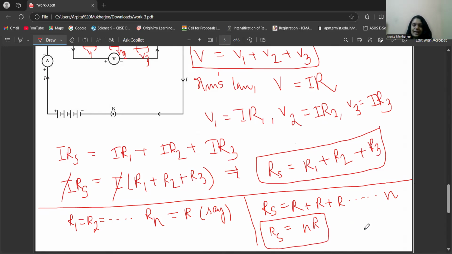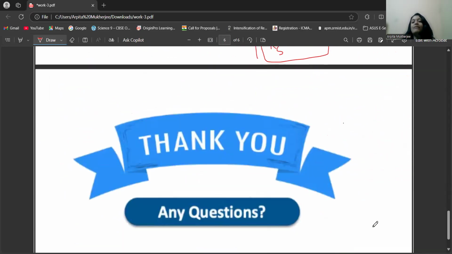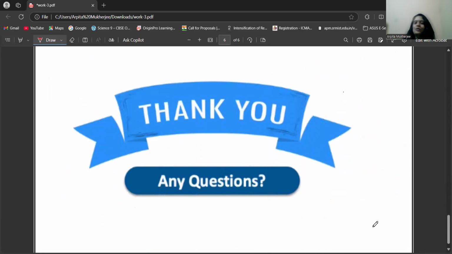Please be careful, because this formula is only applicable when you have equal resistors. When you have unequal resistors, you have to go with the previous formula. Now, this is a very, very important topic and a very, very important derivation for your boards. Please go through it once again, okay? And if you have any doubt, please let me know in the comments.